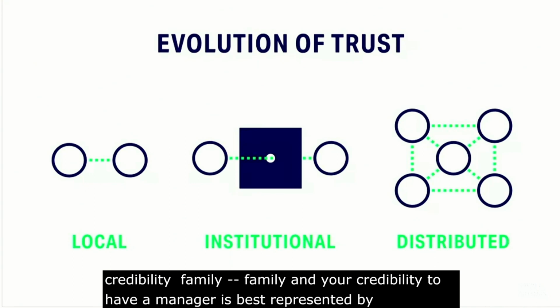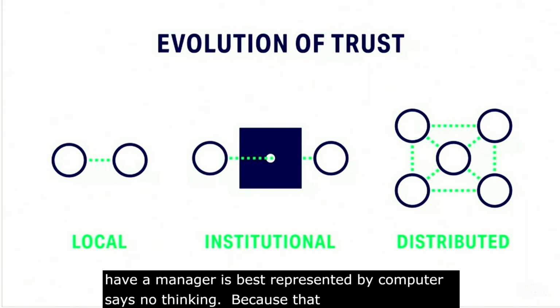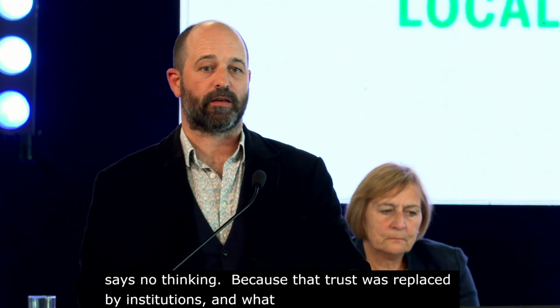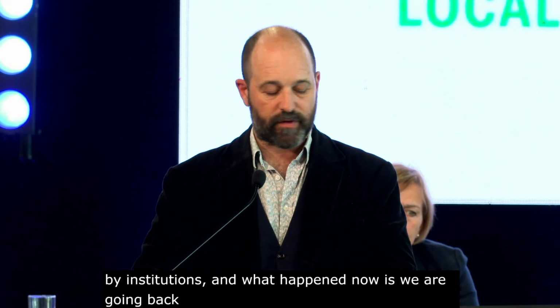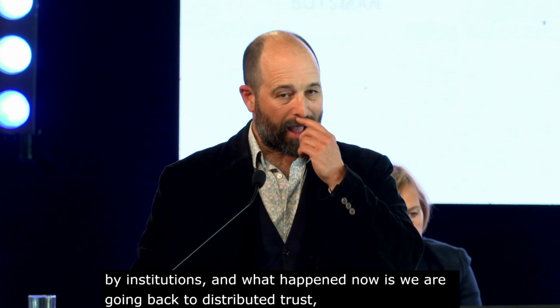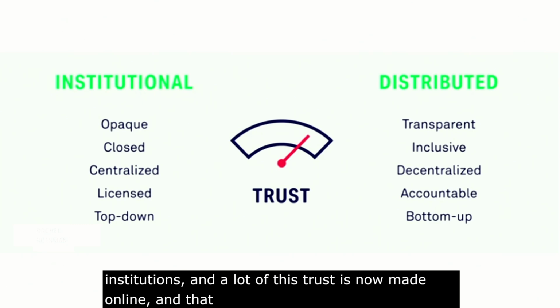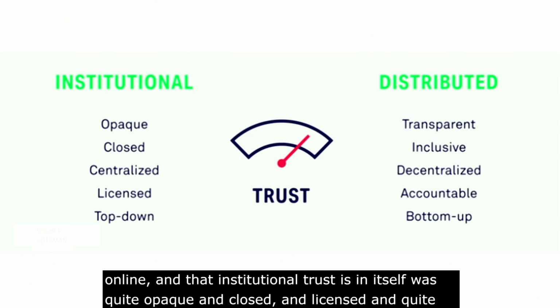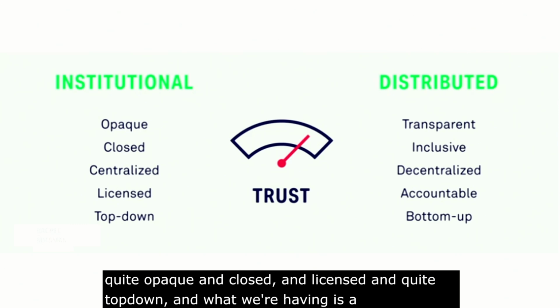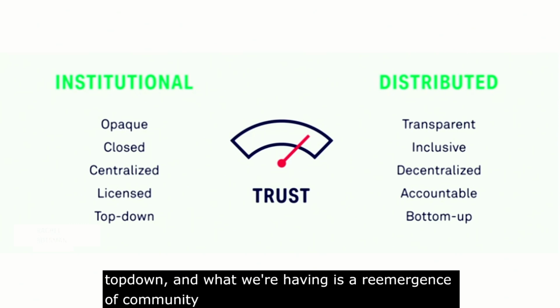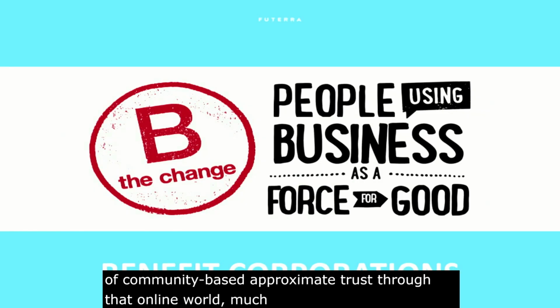And what's happening now is we're going back to distributed trust. We don't trust the institutions that are acting as our intermediaries. And a lot of this trust is now made online. That institutional trust in itself was quite opaque and closed and licensed and quite top-down. And what we're having is a re-emergence of community-based trust through that online world, much more bottom-up and accountable. And I think that can be very exciting.